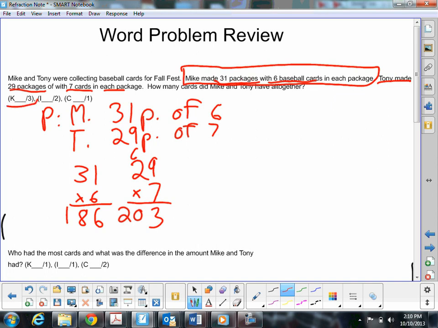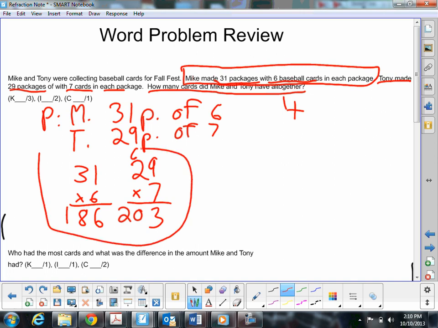But if you look here, okay, knowledge requires 3 points. Knowledge requires 3 points. So these are just 2 parts of knowledge. The third part of knowledge comes in this sentence. How many cards did Mike and Tony have altogether? Altogether is an adding word. So I know that this is an addition question. However, before I do these 2 questions, there's nothing really to add that makes sense. But now I have these 2 numbers, 203 and 186. So I'm going to, for the third part of this question, add these 2 numbers together.